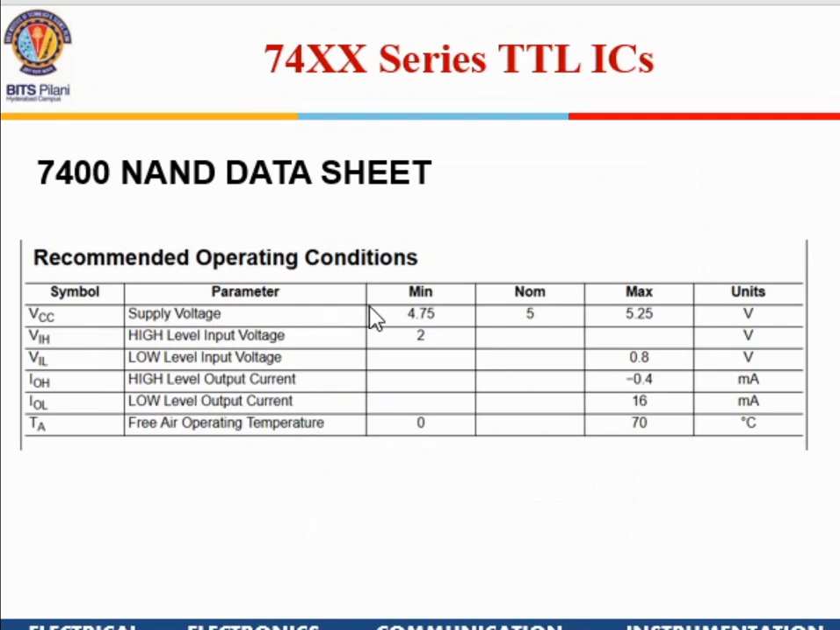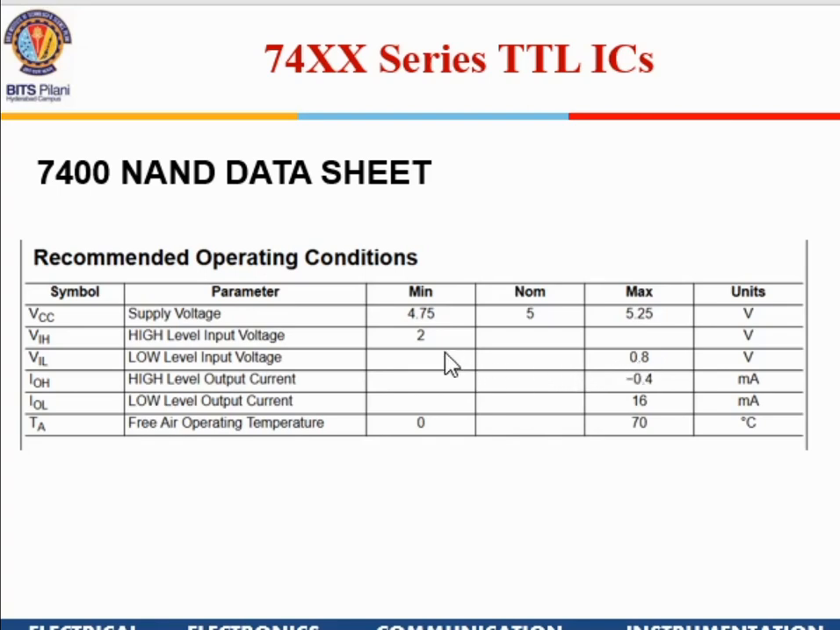From the data sheet you can see that the nominal is 5 volt, minimum is 4.75, and maximum is 5.25. This is the VDD. It will also give you other information, like high level input voltage, minimum is 2 volt. That means any voltage between 2 and 5.2 volt will be considered as logic 1. And the low level input voltage is 0.8 volt. That means any voltage between 0 and 0.8 will be considered as logic 0.